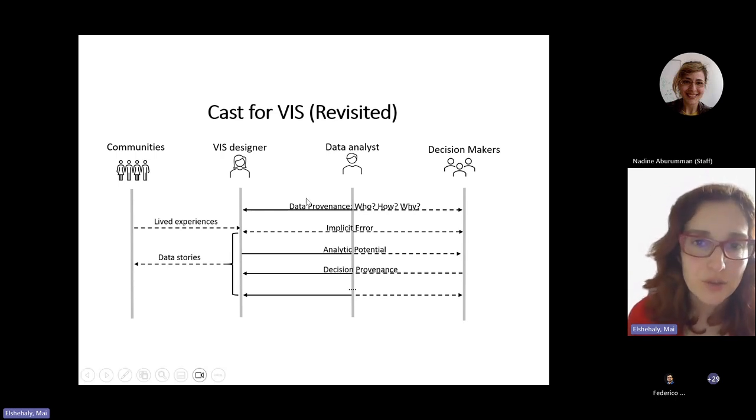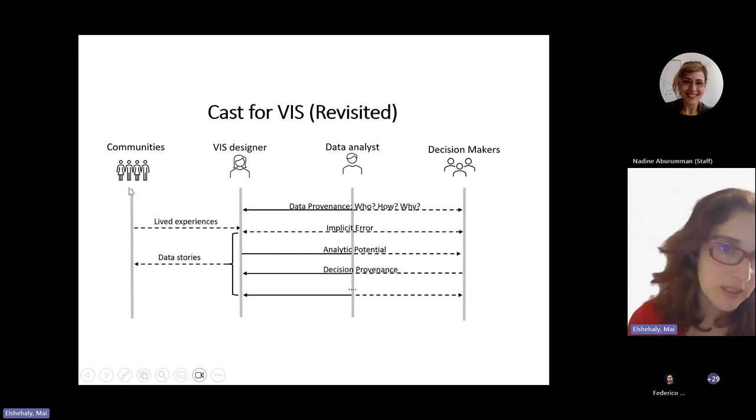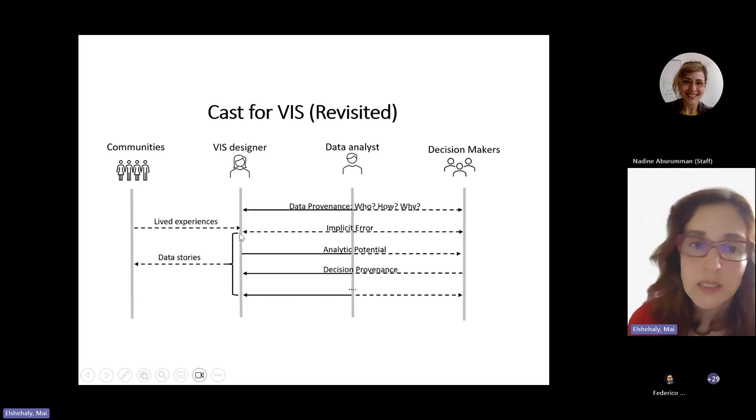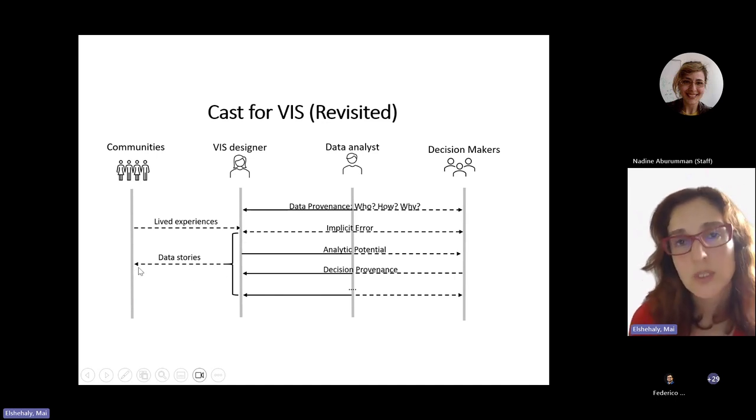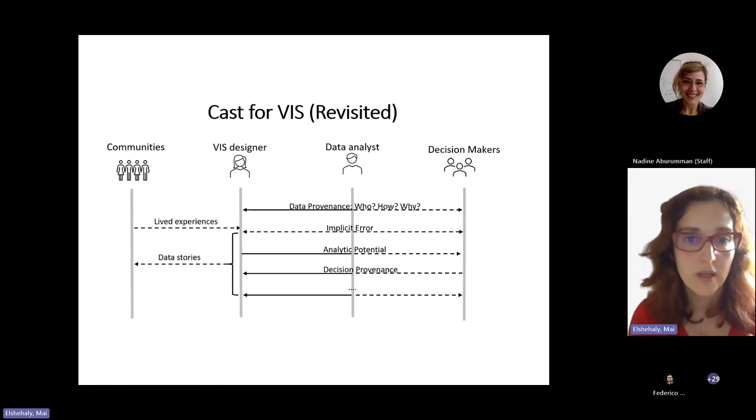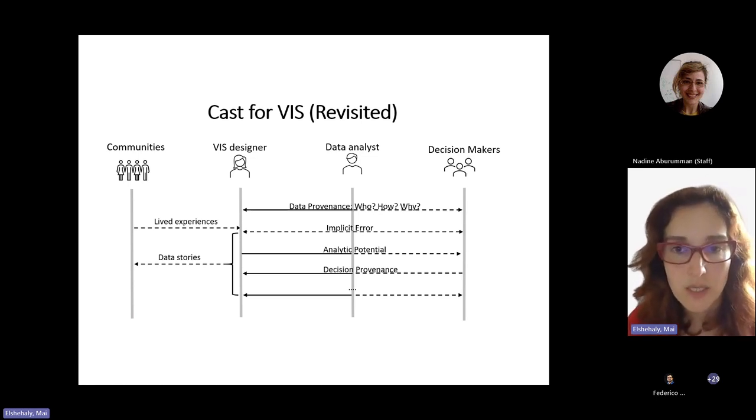So it's not sufficient to just work with the data analysts or the domain experts, but it's more about building communication with the decision makers and the communities that are represented in the data, understanding their lived experience, and then trying to match that to the data, and then finding ways of also telling the data story back to them so that we can continue having this conversation with them rather than it being just a one-way communication between the decision makers and the communities.